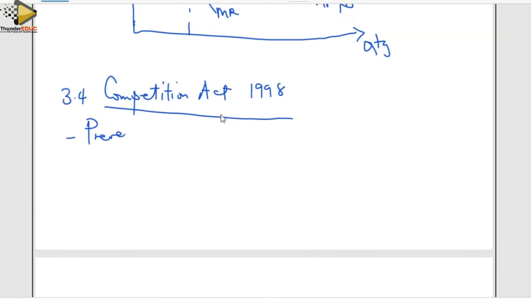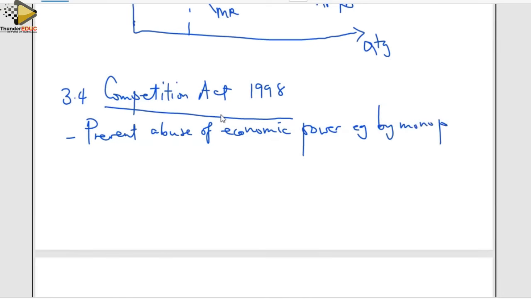Number one is to prevent abuse of economic power, for example, by monopolists. A monopolist business can abuse its power by manipulating the market conditions. It is also there to regulate the growth of market power.